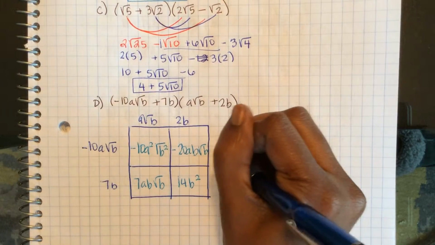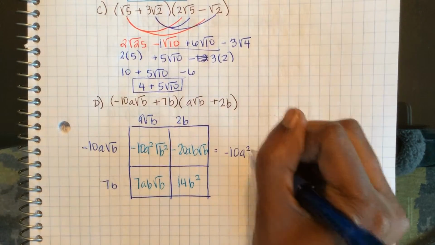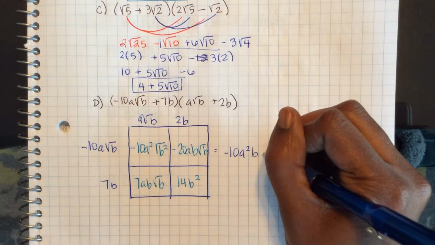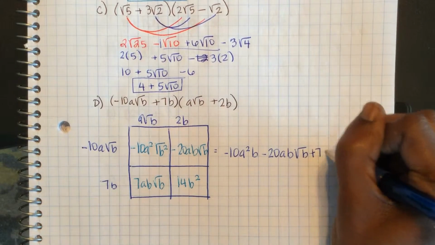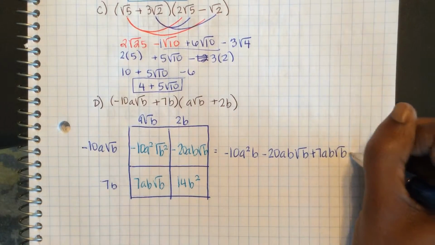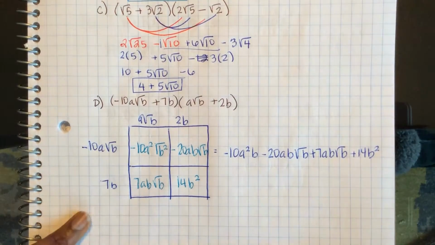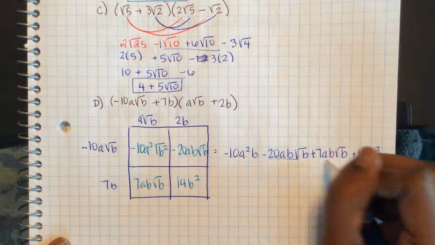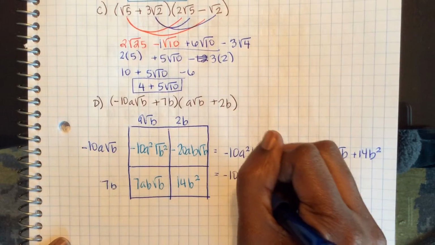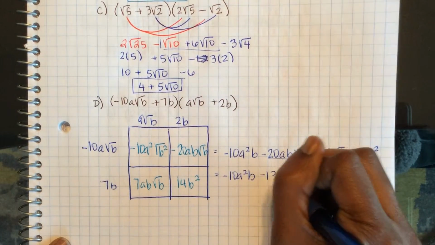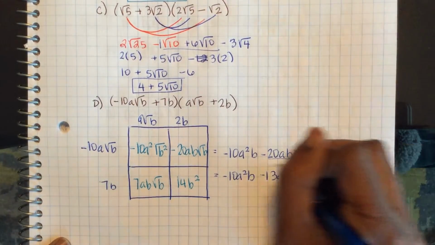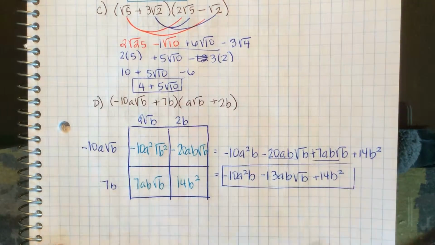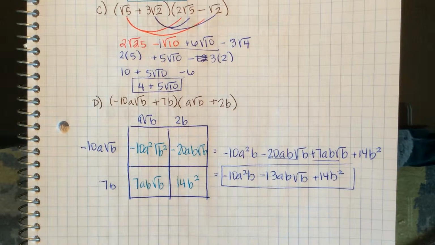So square root of b squared is b, so this is negative 10a squared b, and this is minus 20ab square root b plus 7ab square root b plus 14b squared. So which ones are like terms? These two in the middle. So this is negative 10a squared b minus 13ab square root b plus 14b squared. So whether you use foiling with the rainbows or with the boxes, we still multiply and then simplify.